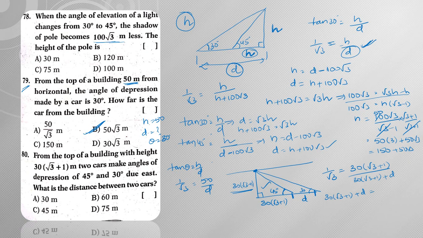So when I do cross multiplication, 30 into root 3 plus 1 plus d is equal to 30 into root 3 into root 3, so 3 threes are 90, plus 30 into 1 into root 3, which is 30 root 3. From this, d is equal to 90 plus 30 root 3 minus 30 root 3 minus 30. 90 minus 30 is 60, and minus 30 root 3 plus 30 root 3 get cancelled. Hence the distance between the two cars is 60 meters.